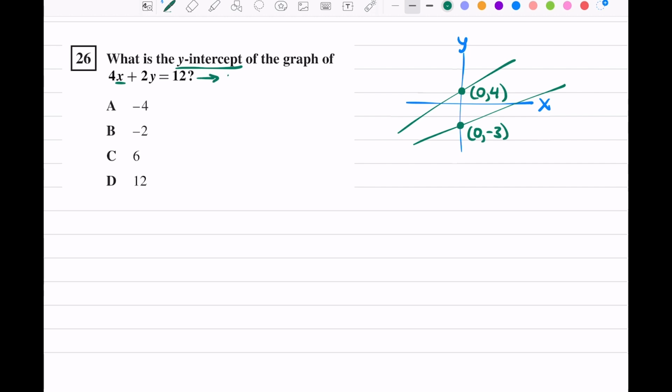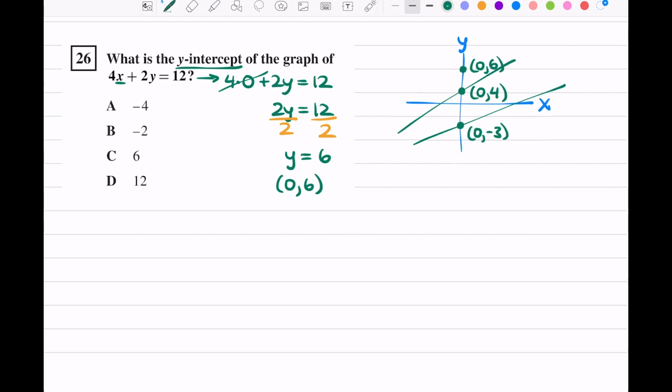So let's do that. We just plug in 0 for x. And now we just need to solve for y. On the left side, 4 times 0 is just 0, so that disappears. And then we have 2y equals 12. We'll divide both sides by 2, and we get y equals 6. So now we know that the point x equals 0, y equals 6 is on this line. And looking at our picture, it would be somewhere up here, 0, 6.